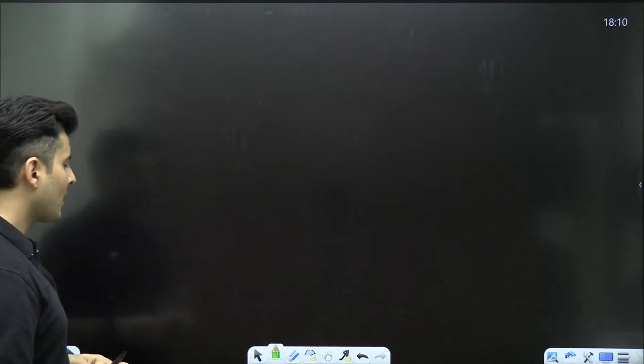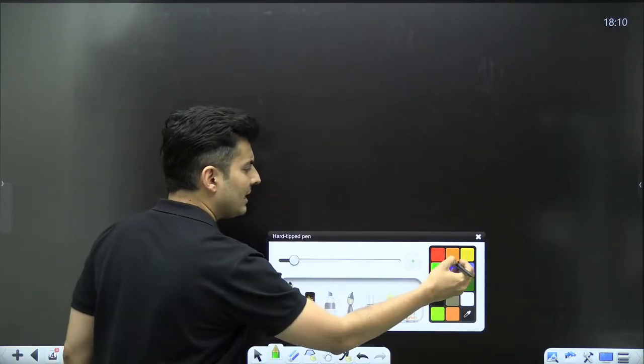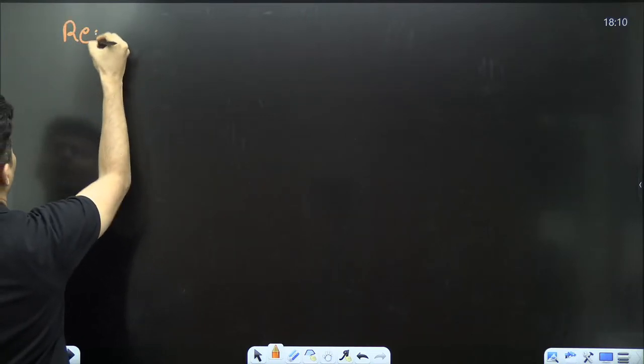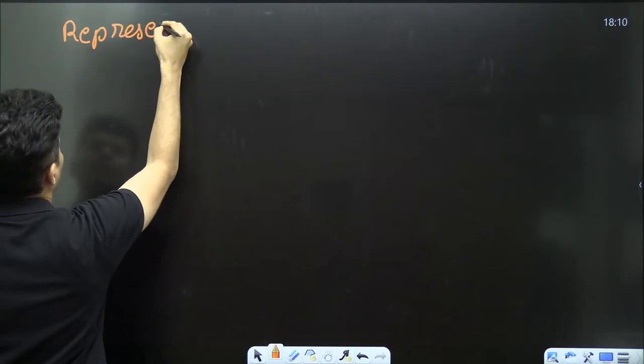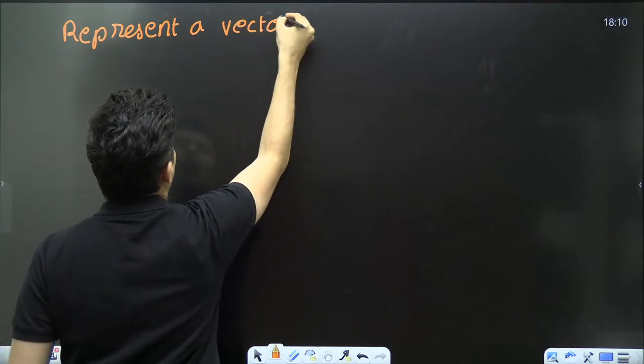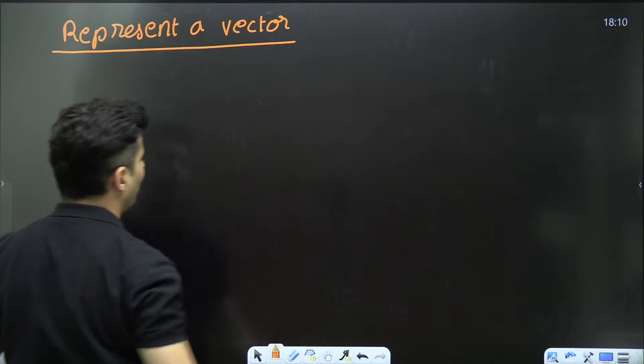Let me go ahead and tell you the different ways of writing a vector and also how you show a vector. Different ways you write a vector and the different properties of a vector. So this is what we are going to learn now. First of all, let's see how I represent a vector quantity.